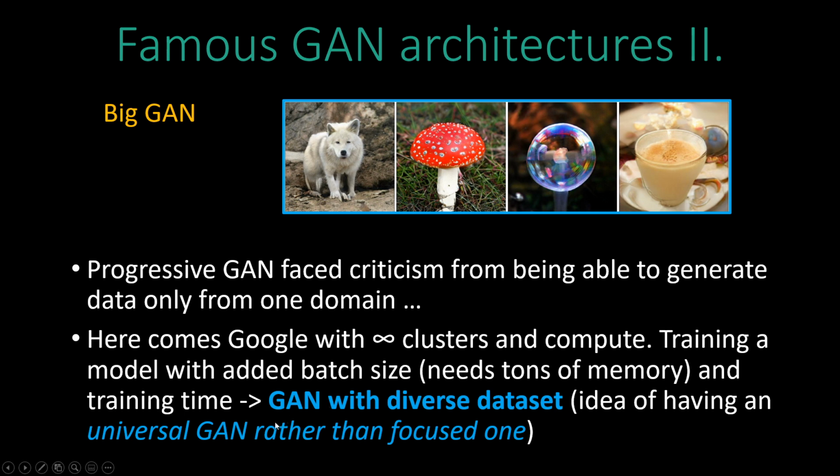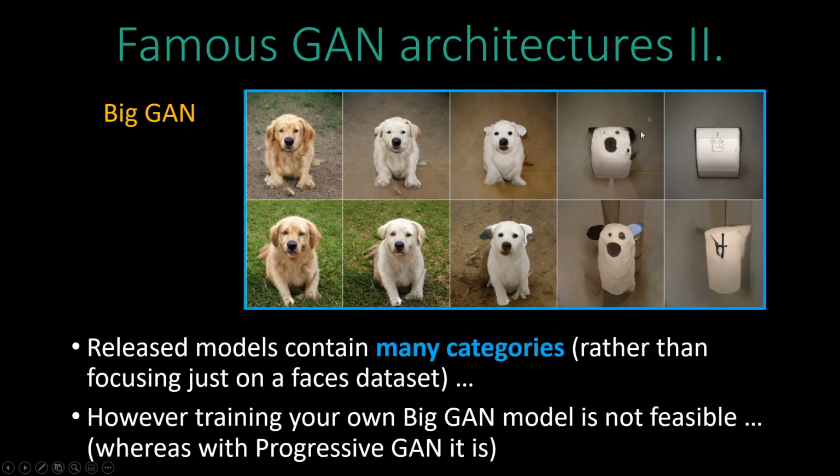So basically, this is a GAN which works with very diverse datasets. What it means is that you can have a dataset which includes images of dogs, of pets, and images of objects, and then you can explore the interpolation between those categories. So it has many categories inside the dataset rather than being simply focused on just one category.